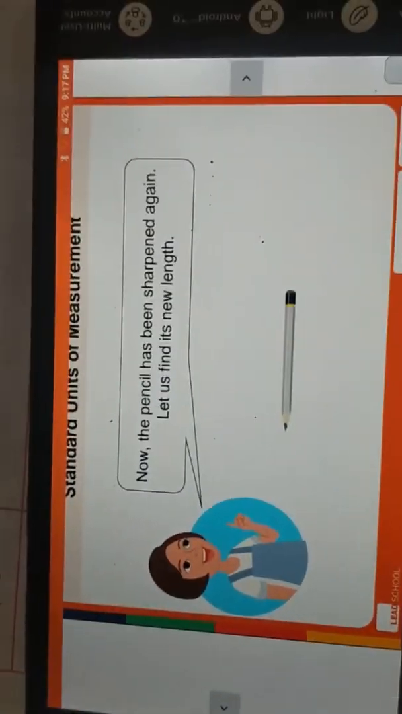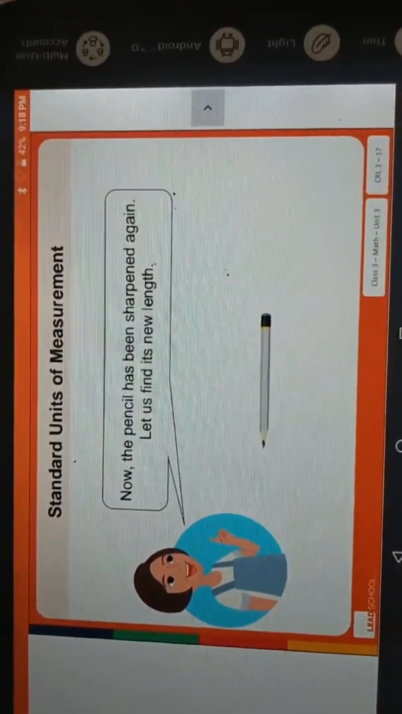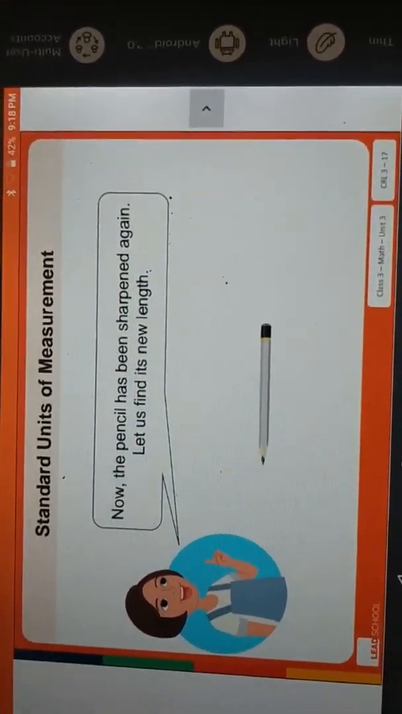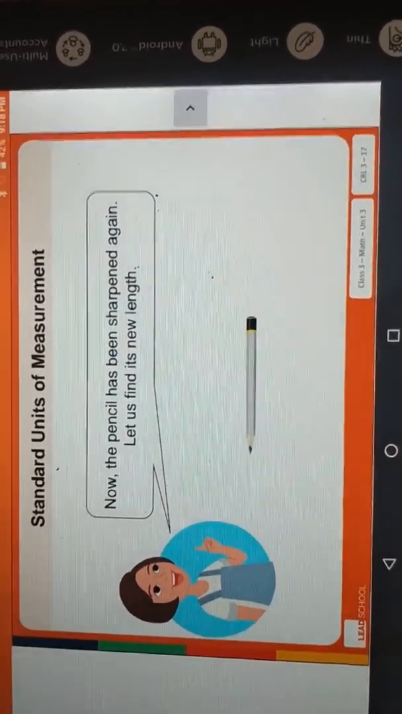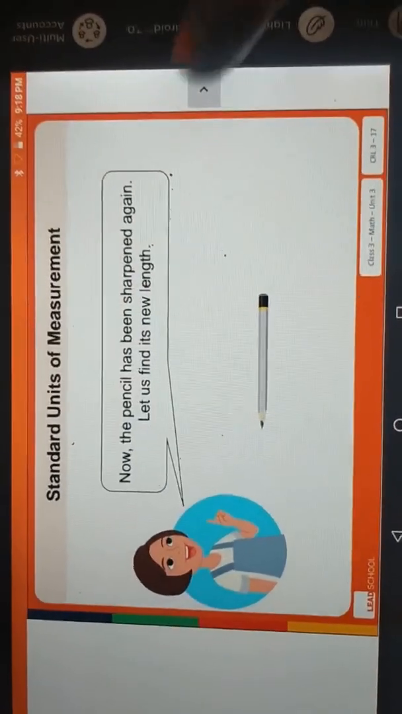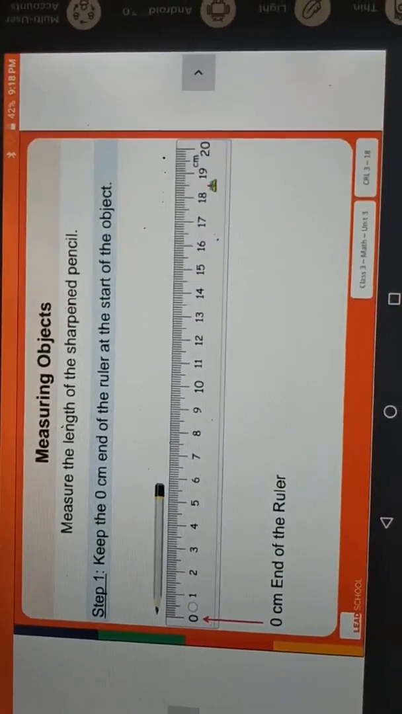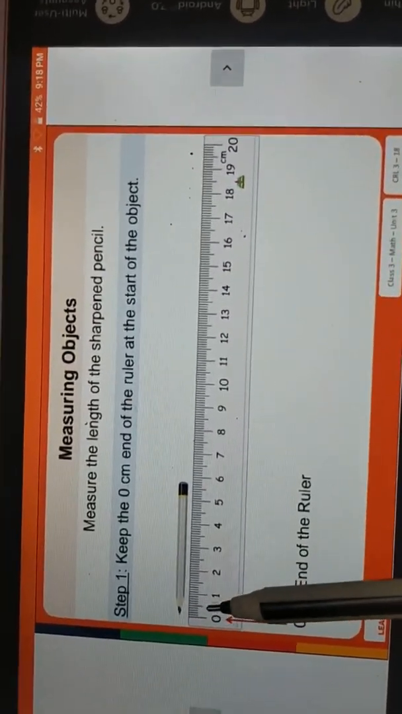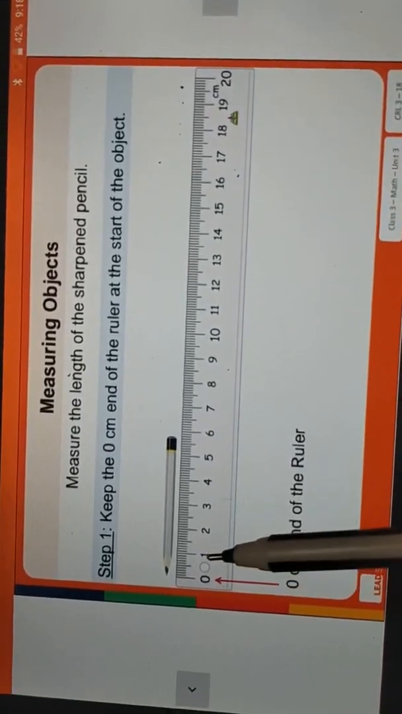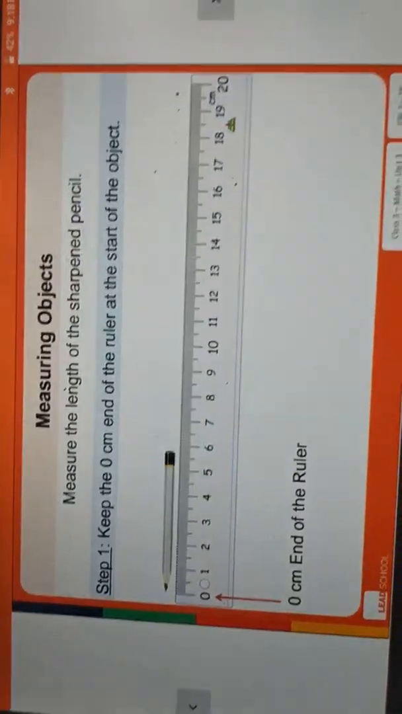So what is students, how to measure the pencil, how to find the length of the pencil. Now the pencil has been sharpened again. Now अभी वापस से हमने पेंसिल को शार्प कर लिया, ठीक है. So now what we have to find is the length of the pencil. So let's see. So students, we have to put the pencil at the 0 centimeter and we have to count the end point. So see, 0 1 2 3 4 5 and 6.